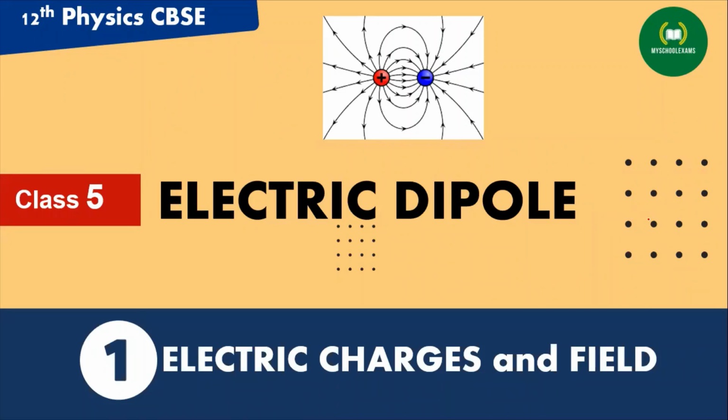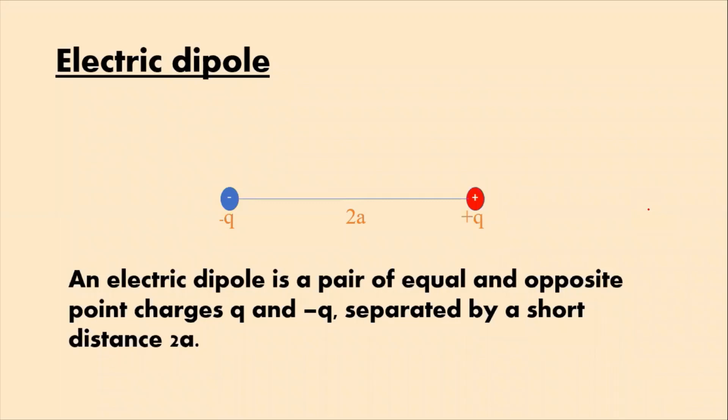Hello children, today we are going to learn about electric dipole. From the word dipole, what do you understand? Di means two, right? So it will be two equal and opposite charges separated by a short distance. Two equal and opposite charges separated by a short distance will constitute an electric dipole.